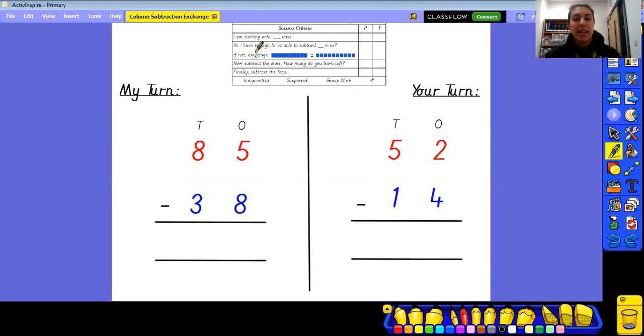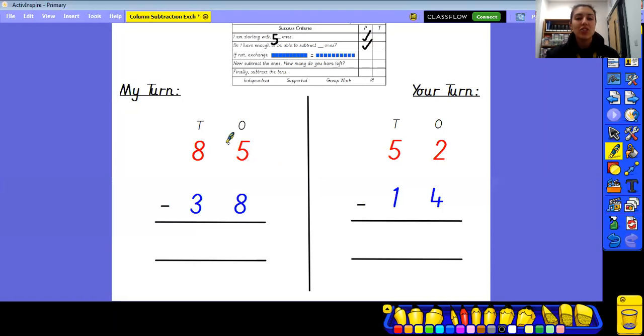Following my success criteria then, I am starting with, how many ones am I starting with? Well, the number on the top is my starting number, so I'm starting with 5 ones. Do I have enough to be able to subtract 8 ones? Well, no, I don't, because 5 is smaller than 8, so I don't have enough. So what does that mean? That means I need to get myself some more ones into my ones column. So where are those ones going to come from? Where can I get some more ones from?